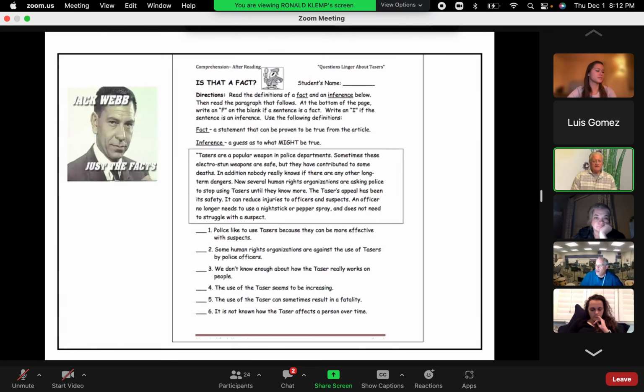So in our reading program, we came up with a strategy called Is That a Fact? And in Is That a Fact, we indicate the difference between a fact and an inference. And then we take an excerpt from the text that we're reading, and we ask them to respond to the 6 statements below, 4 of them being inferences and 2 of them being facts, because we want to overload the inferencing, because that's the skill that we're trying to teach.